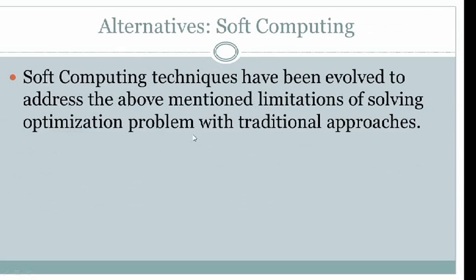Now what are the alternatives? In the present scenario, the alternative is soft computing, that is evolutionary approach, meta heuristics, etc. Soft computing techniques have evolved to address the above mentioned limitations of solving optimization problems with traditional approaches.